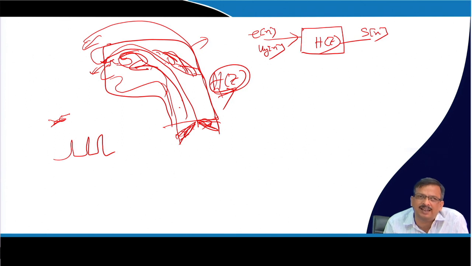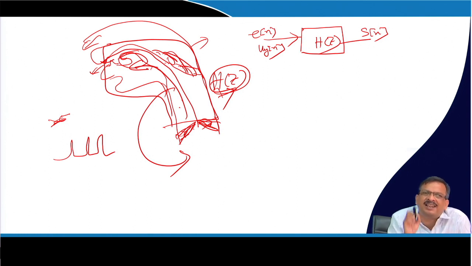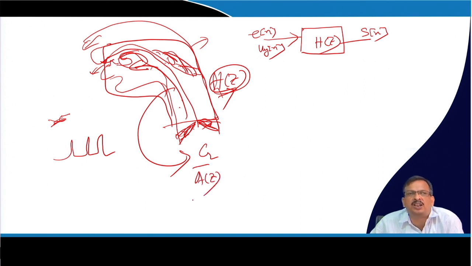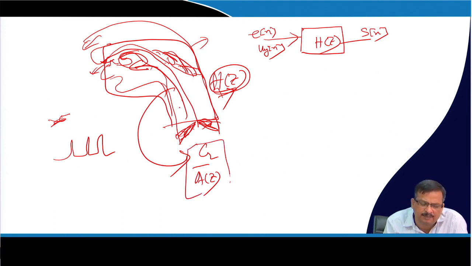Now, when we derive the transfer function of the vocal tract, it is shown that linear prediction is possible. It is in the form of G by A(z). When I do the tube modeling of the vocal tract, it is nothing but G by A(z). For details, you can go through my YouTube video, the course Introduction to Speech Processing, where this is derived. So I can say that linear prediction of speech is possible.